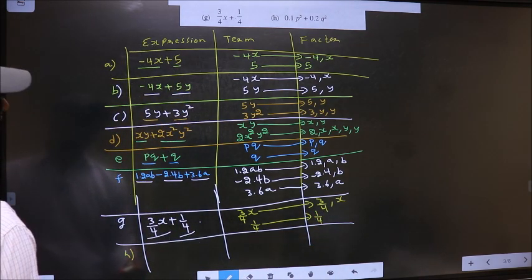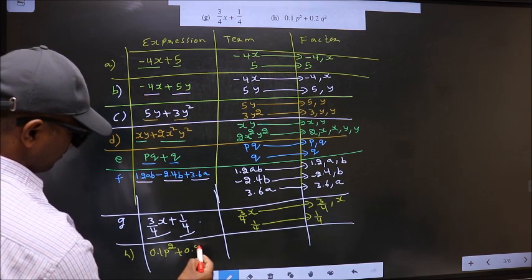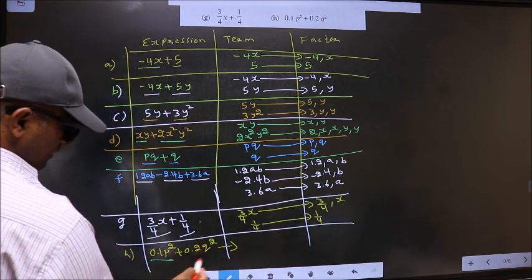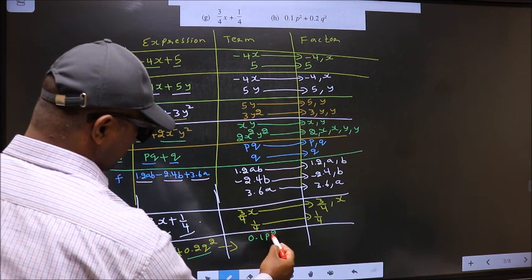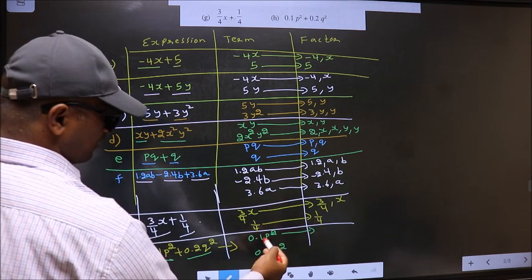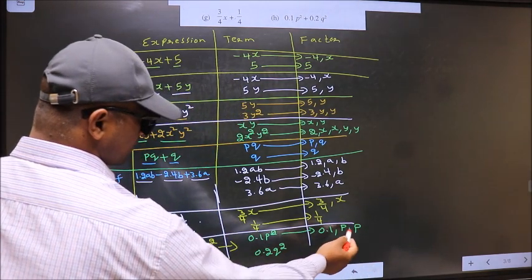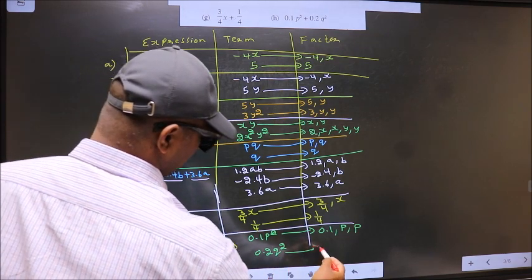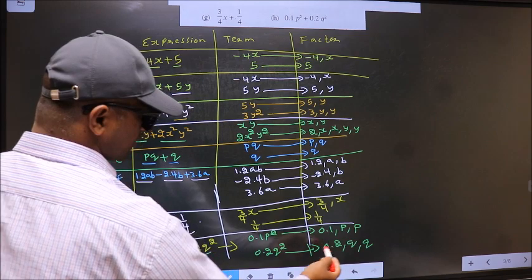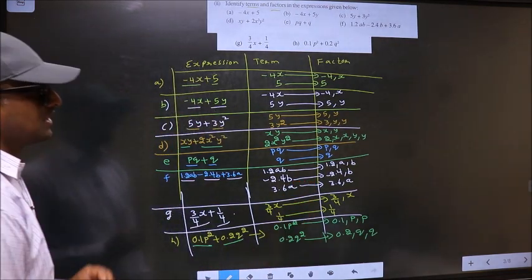Now, H. 0.1 p square plus 0.2 q square. In this, the terms are this and this, that is 0.1 p square and 0.2 q square. And the factors, what all should we multiply to get this? We should multiply 0.1, p and p. By multiplying these three, we get this, so these are its factors. Now here we should multiply 0.2, q and q. When we multiply these three, we get this, so these three are its factors. So question is completed.